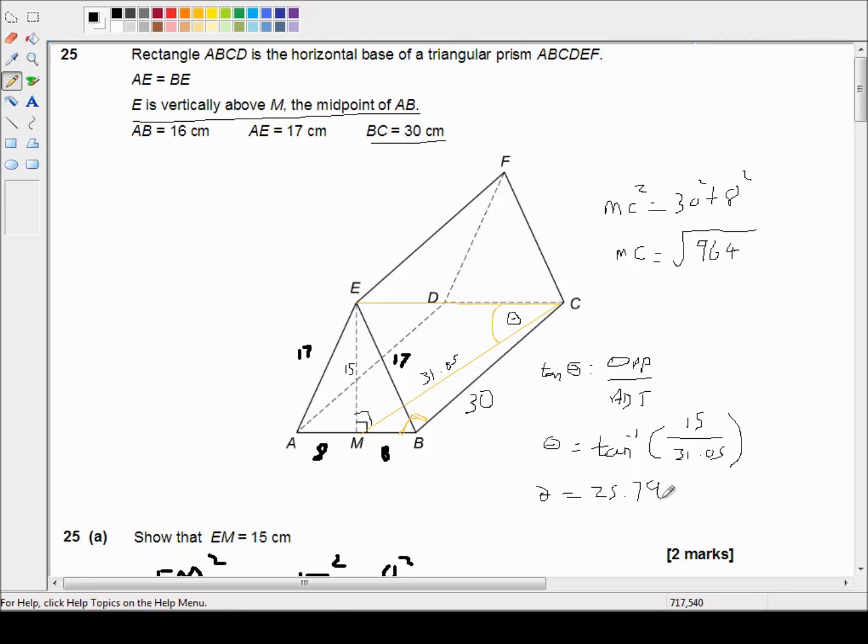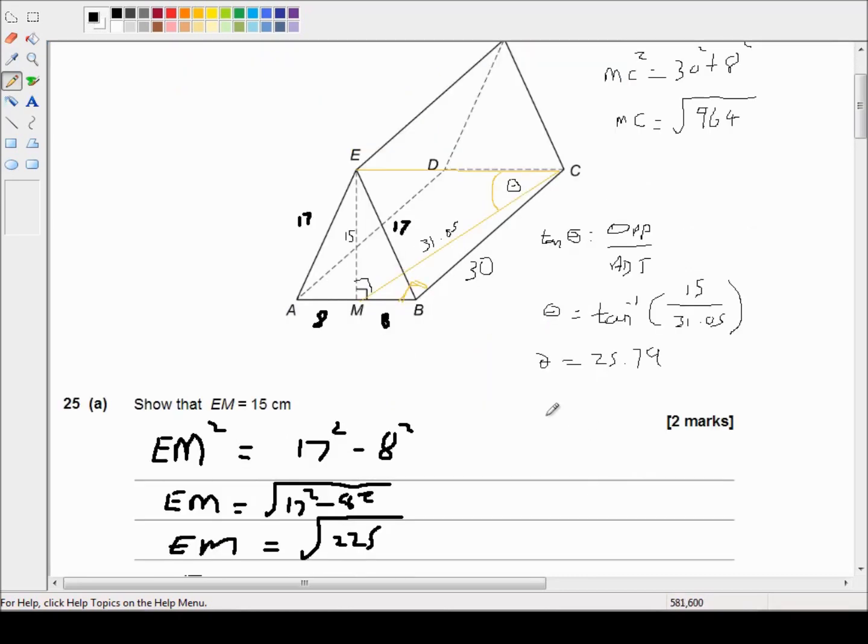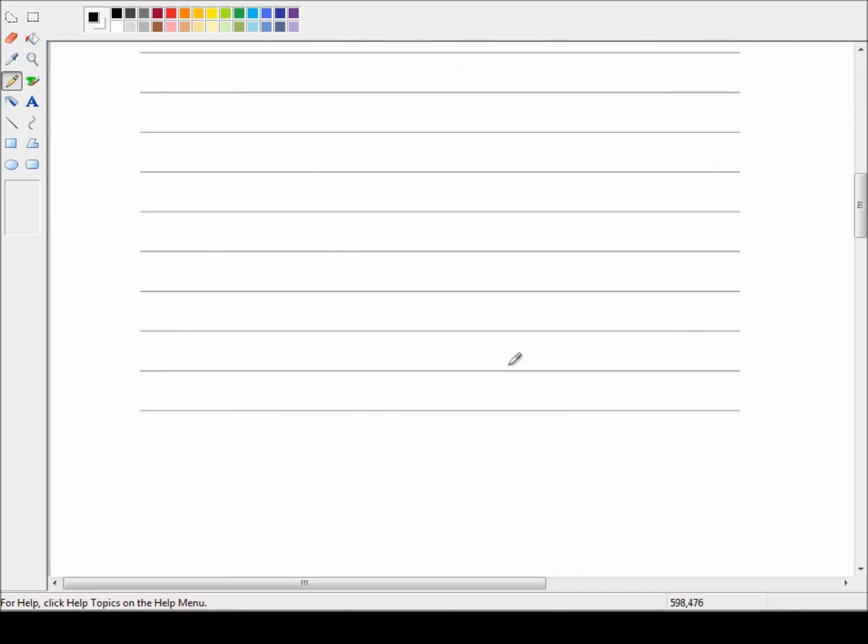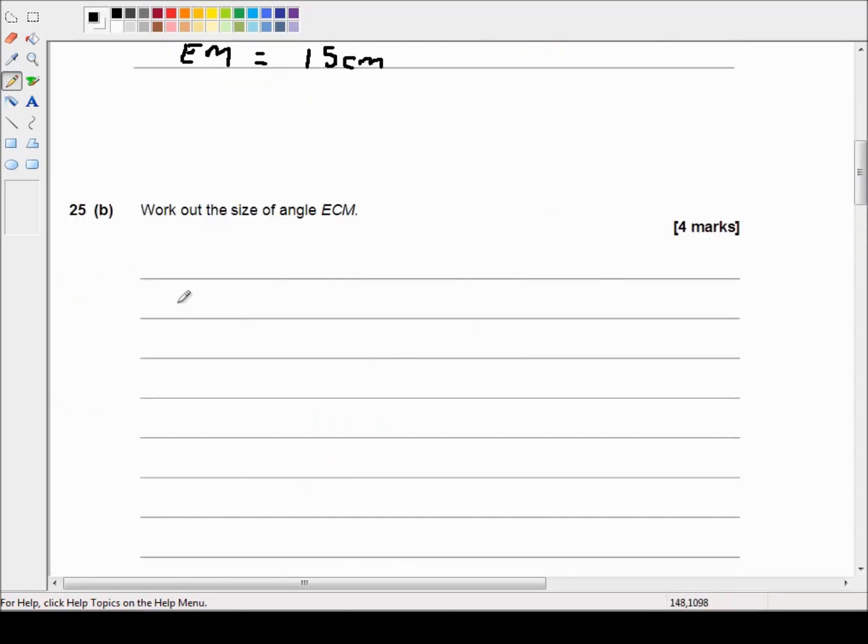You could round that up to 26 if you like. So the answer is 25.79 degrees.